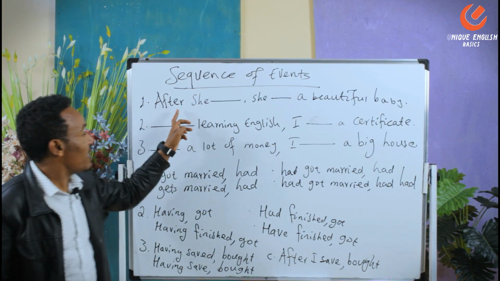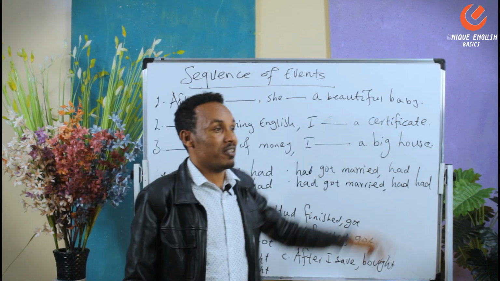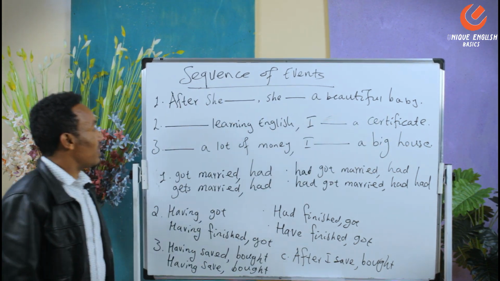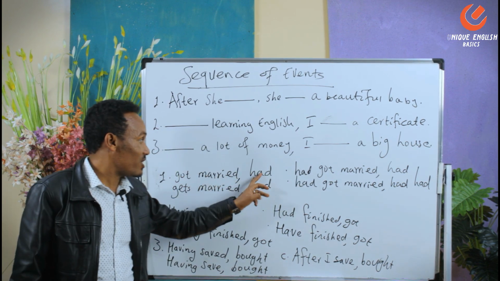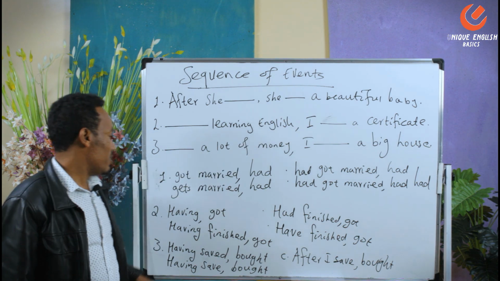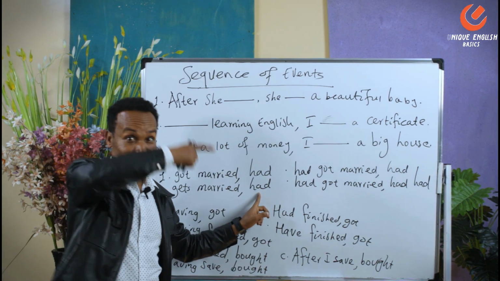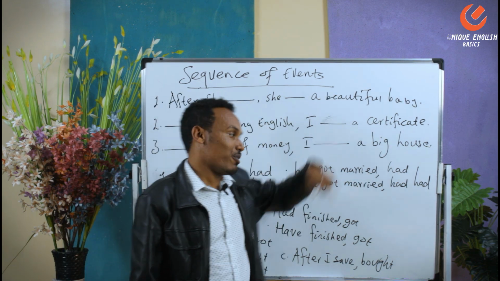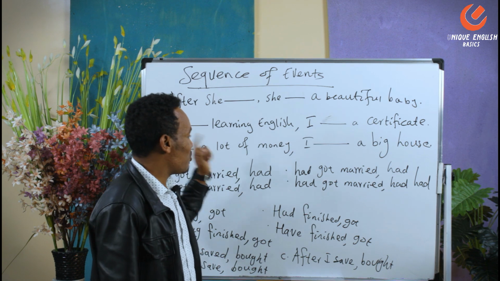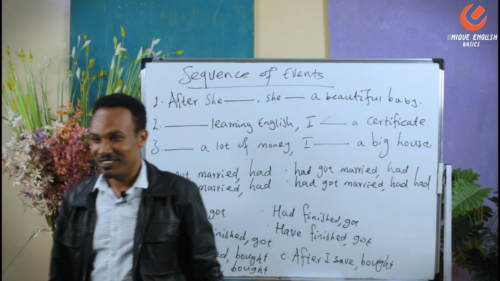Now we do the questions. After she dash comma she has a beautiful baby, right? What is here? You choose here. First, after she got married she had a beautiful baby. After she gets married, she had a beautiful baby. After she had got married, she had a beautiful baby.